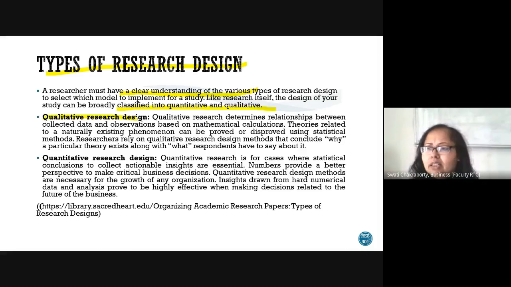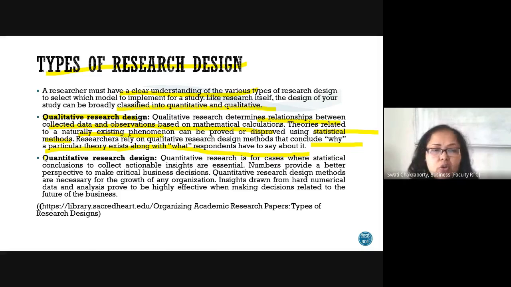Qualitative research design determines the relationship between the collected data and observations based on mathematical calculations. Okay, so theories which are related to a natural existing phenomenon can be proved or disproved using statistical methods, right? We as researchers rely on qualitative research design methods which conclude with why a particular theory exists, along with what your respondents have to say with it.